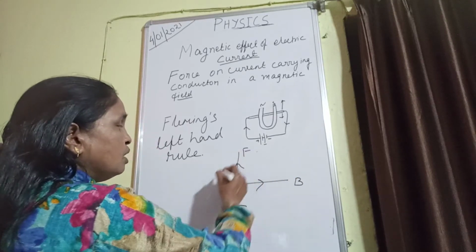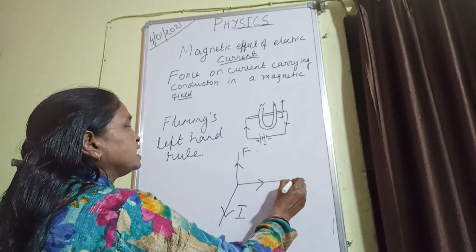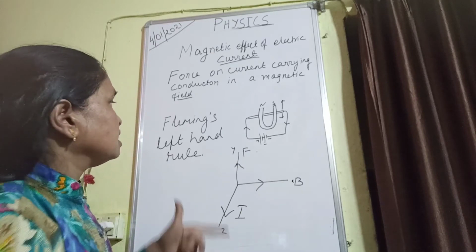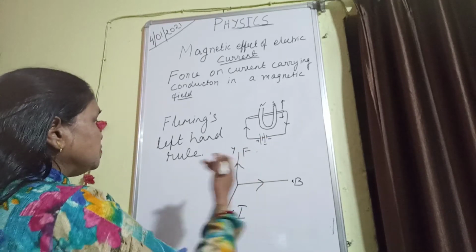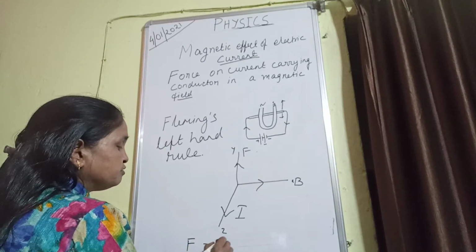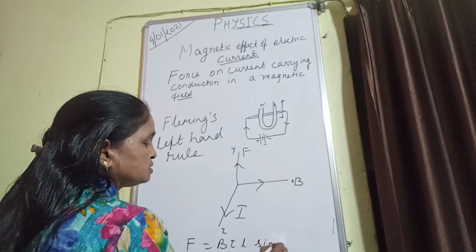I, and all the three are mutually perpendicular to each other. This is x-axis, this is y-axis and this is z-axis. So here only I have shown you what was the formula of that force. Force is equal to BIL sin theta.